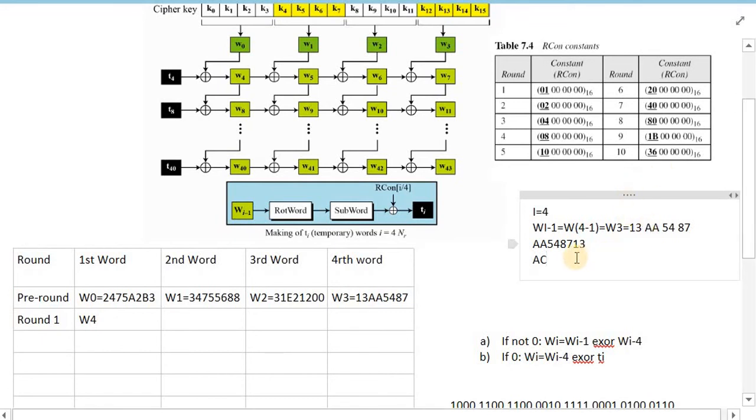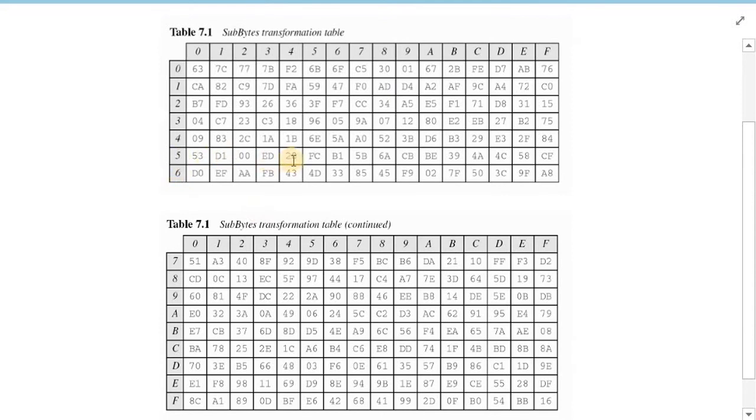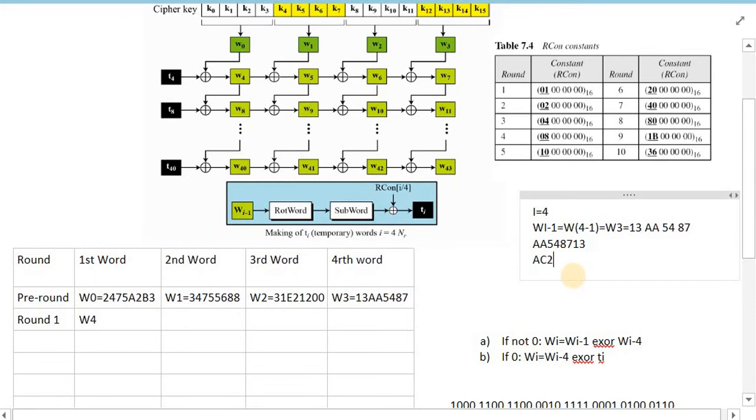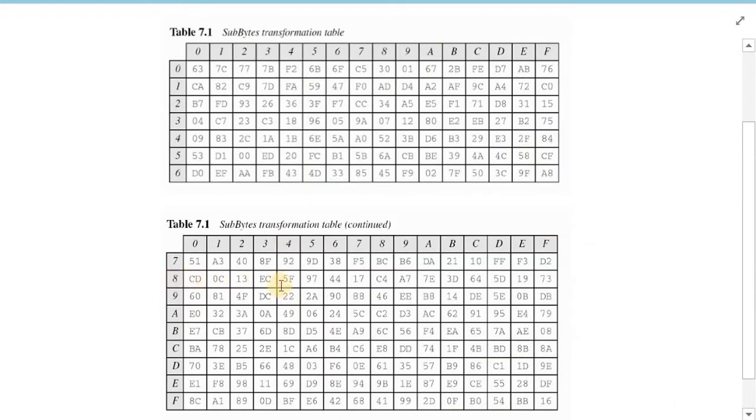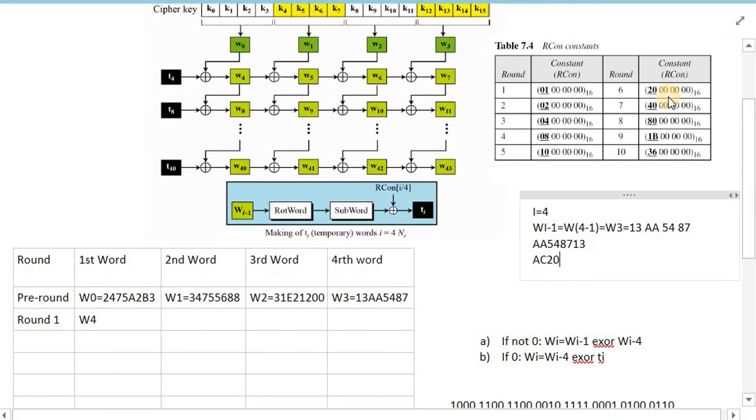Then again, what is the value of 54 in the table? 54, 5 and 4, is 20. So write down 20 here. Now again the value of 87 and 13. Value of 87, 8 and 7, is 17, and 13, 1 and 3, is 7D. So 17 and 7D is the answer.